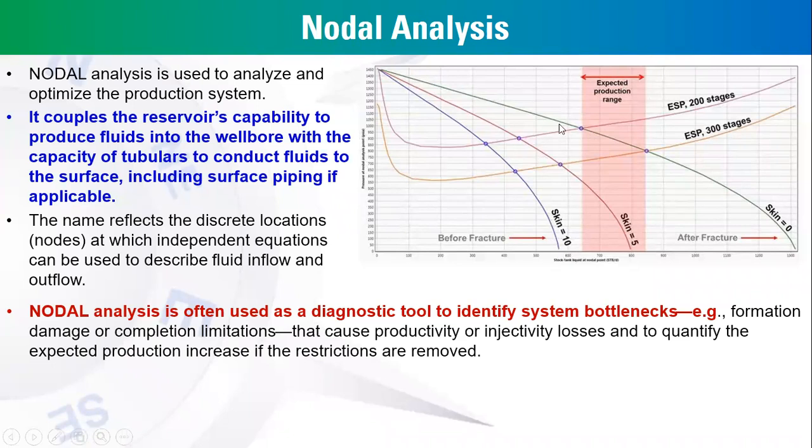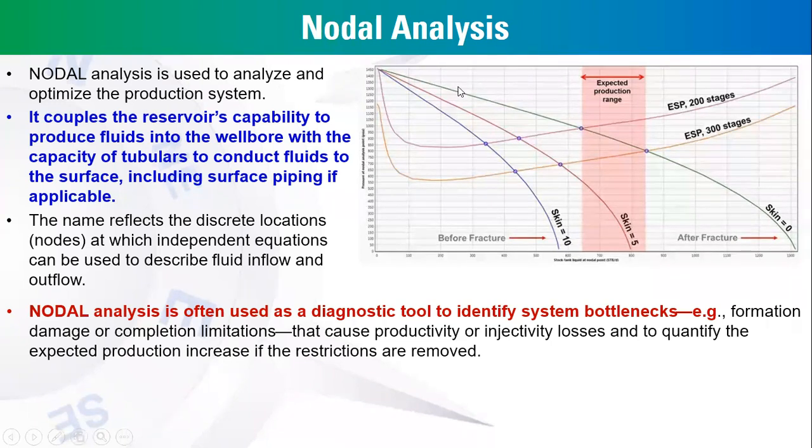In this plot, as you can see, we have several IPR models at different values of skin. Maybe we have a stimulation operation. This is the IPR before hydraulic fracturing. We have a positive skin of 10 and zero skin with the hydraulic fracturing operation, or stimulation. And for VLP, or outflow performance curves, we have two different curves. Maybe in this case we have an ESP design, and based on how many stages in this ESP, we can find different outflow performance models.